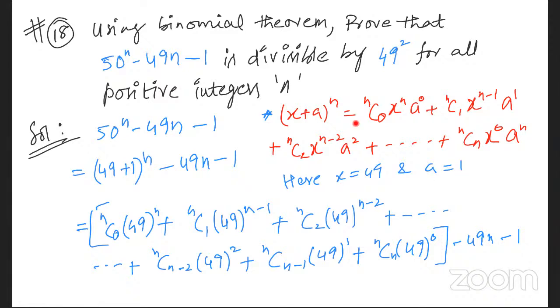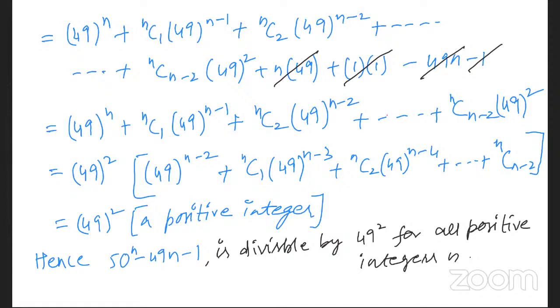And using this identity, we shall expand this and simplify. And then at the end, you get 49 square into a positive integer, which is divisible by 49 square. So you can say that 50 to the power of n minus 49n minus 1 is divisible by 49 square.